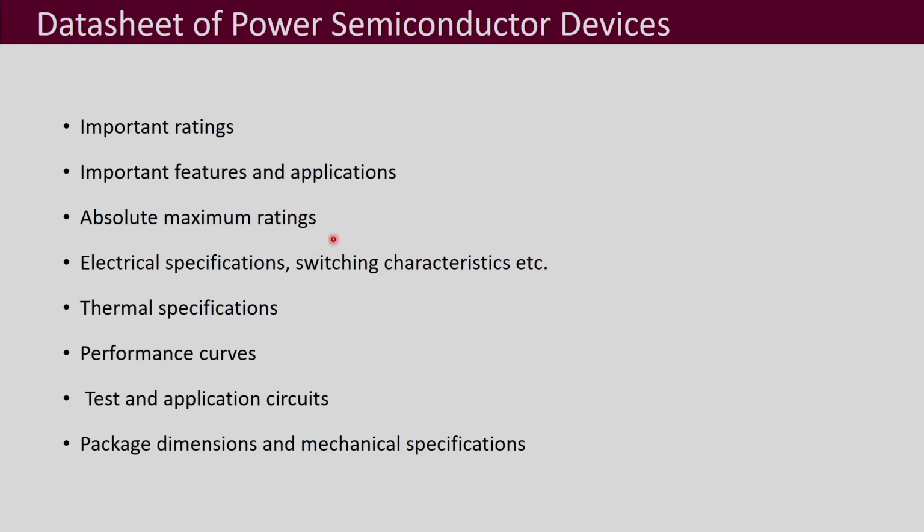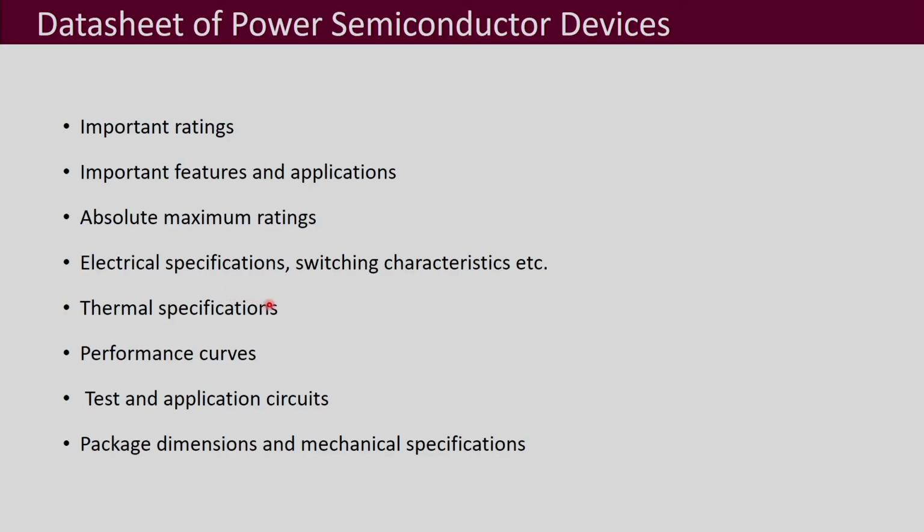Then there will be electrical specifications, related to switching characteristics or several other specifications, in the data sheet. Then there will be thermal specifications as well, like the different thermal resistances and curves related to that, which will also be provided by the manufacturer. Then there will be several performance curves. Different types of performance curves may be provided by the manufacturer depending on the device and also depending on the applications for which the device is designed. Then there may also be some test circuits and application circuits and other information related to the device that may be provided in the data sheet.